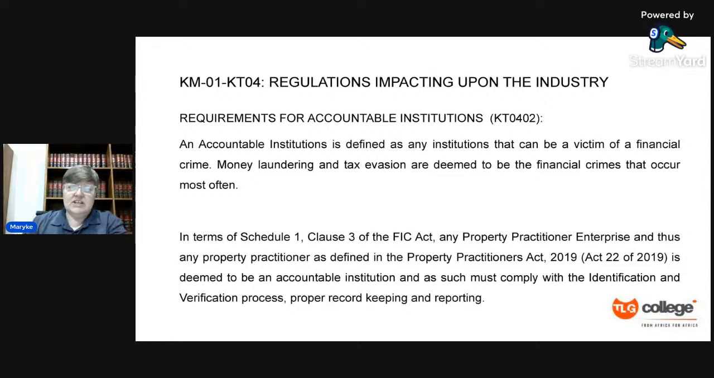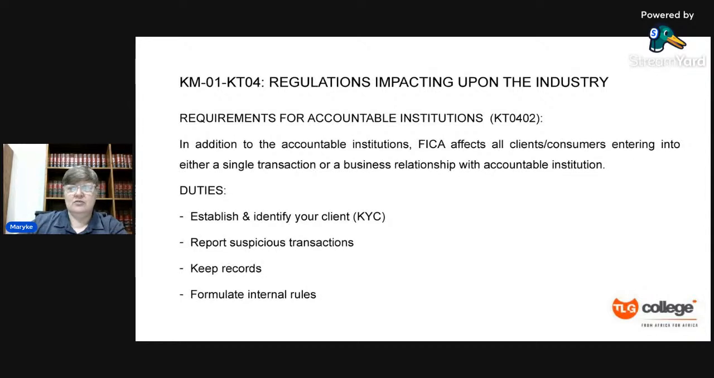So in terms of Schedule 1, Clause 3 of the FIC Act, a property practitioner enterprise, and thus any property practitioner as defined in the PPRA, or the Property Practitioners Act, is deemed to be an accountable institution and as such must comply with the identification and verification process, proper record keeping and reporting. And we will go through that quickly as well.